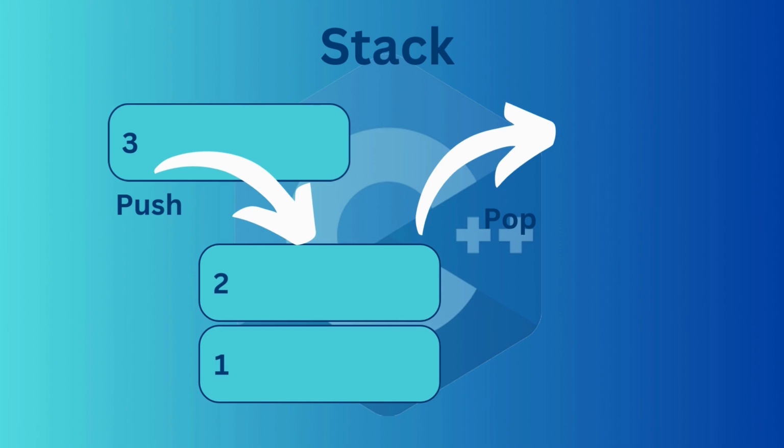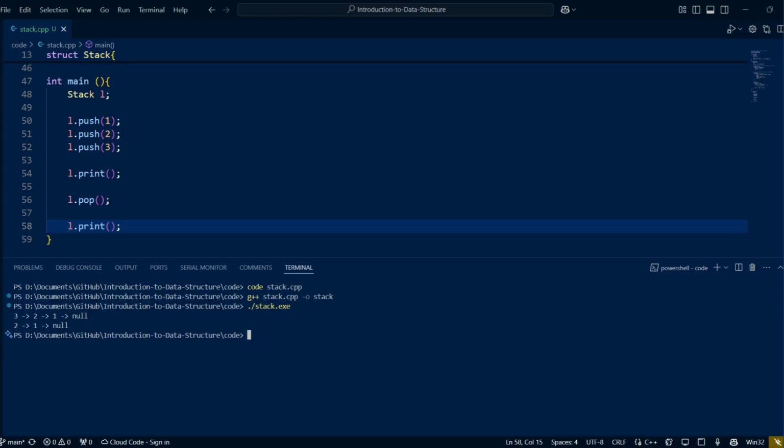Okay, now let's see some code of this. Here you can see I'm only showing you the main part for now. I create a stack, which is a class, using the stack structure I already mentioned in the previous video too. First I'm pushing one element, then two, then three, and then I'm printing them. So you can see 3, 2, 1, and null. Null is the last, as I already told you.